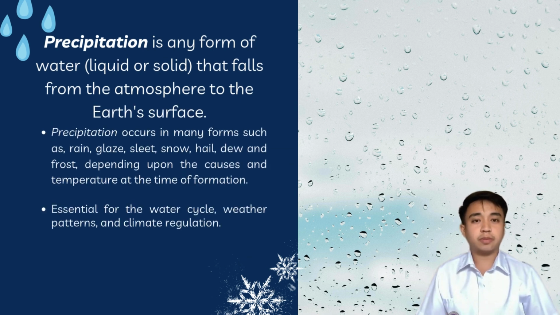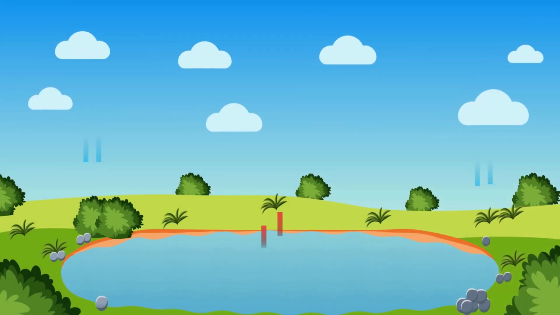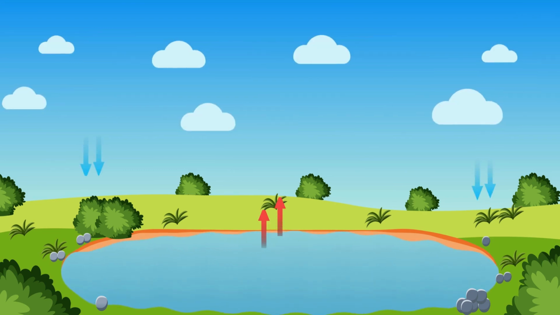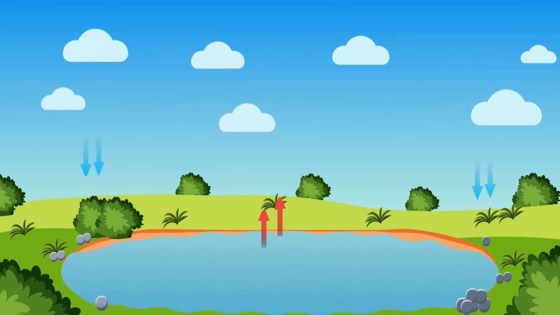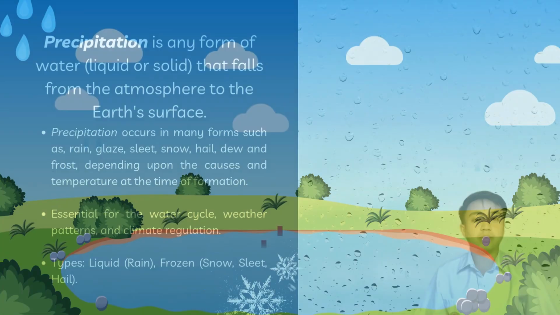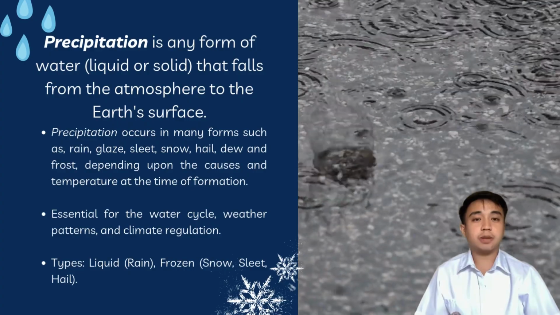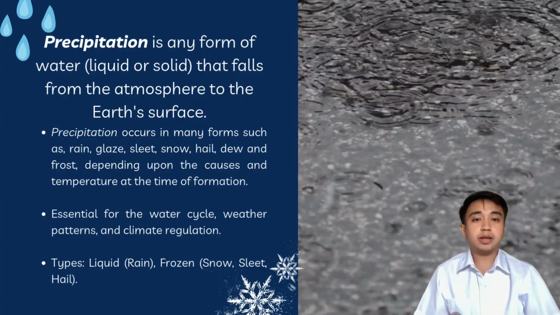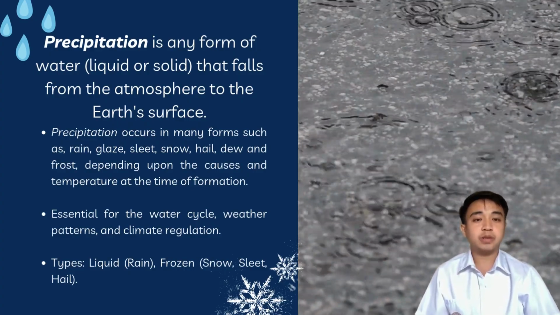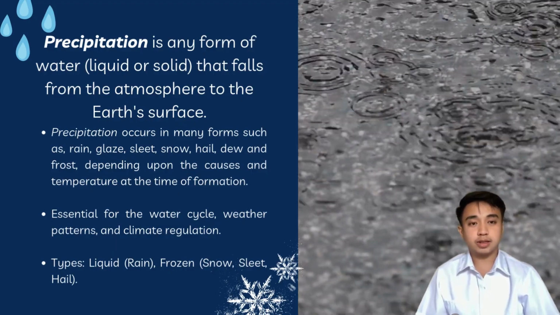Let's talk about the formation of precipitation. Precipitation forms when water vapor in the atmosphere condenses into water droplets or ice crystals. When these droplets or crystals grow large enough, gravity pulls them down as precipitation. Factors such as temperature and humidity determine whether precipitation falls as rain, snow, hail, or sleet.